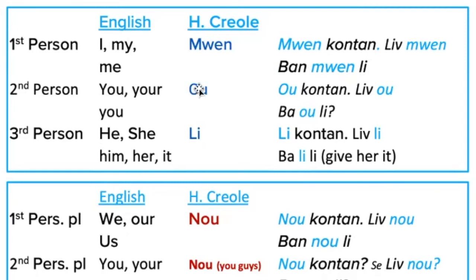Livre ou, your book, or ba ou li. All right, give you it. But that's usually used in a question form. Do you want me to give it to you? Like ba ou li? You want me to give it to you? Ba ou li, give you it, give it to you. All right, that will be the second person singular.